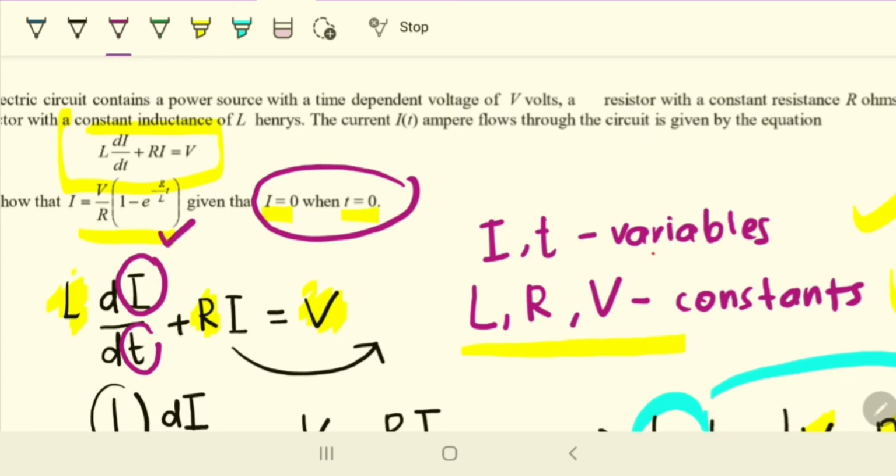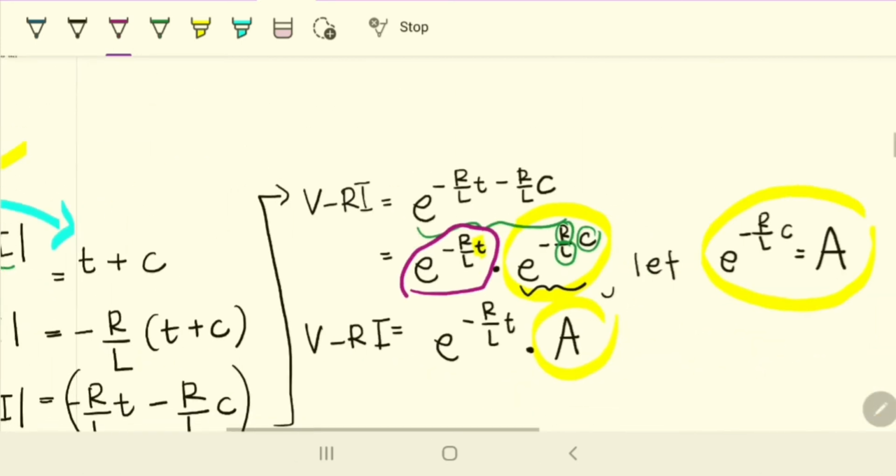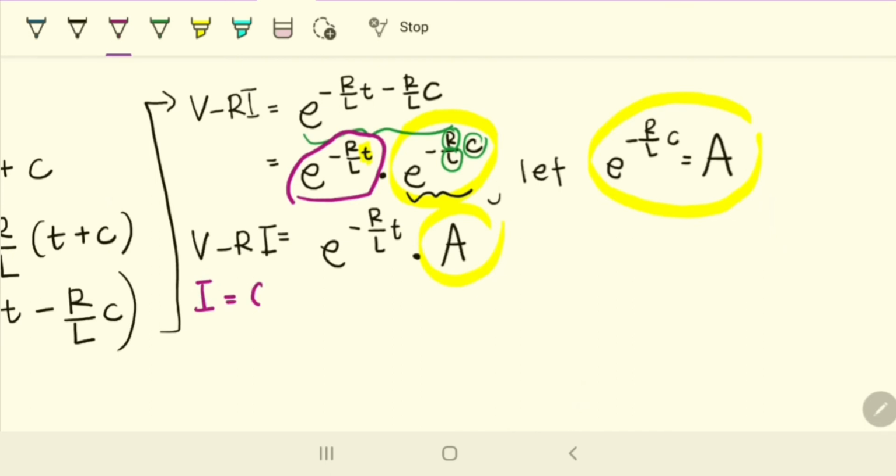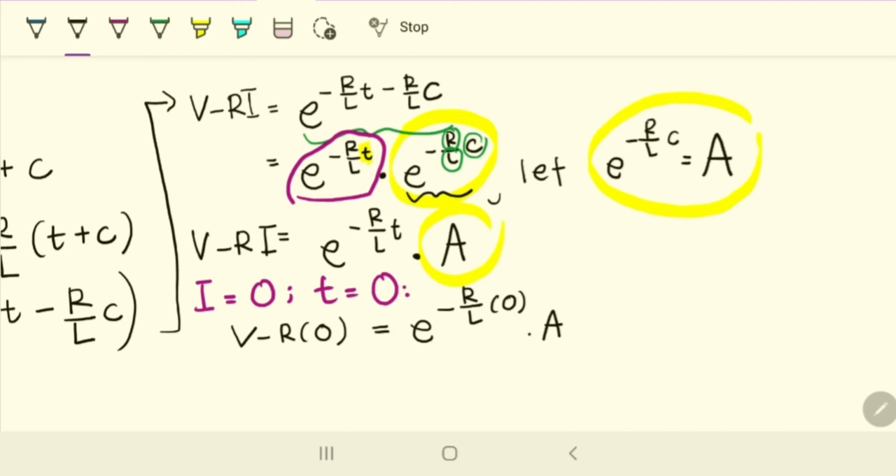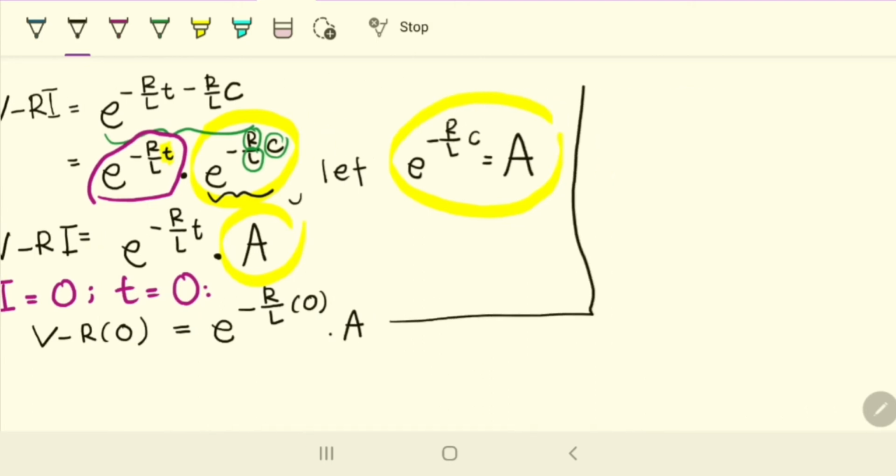Before we can prove this statement, because if you look over here, there's no A, right? We only have constants L, V, and R. So we use this information, I equals to 0 when T equals to 0, and substitute over here. So I will have V minus R times 0 equals to E negative R over L times 0 multiplied with A. So this will be V equals to A, because over here E power 0 equals to 1 and this is 0. So obviously V is equal to A.